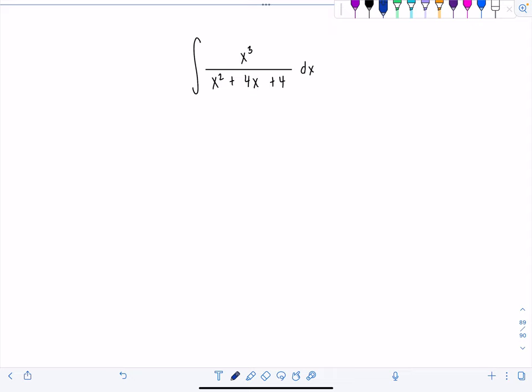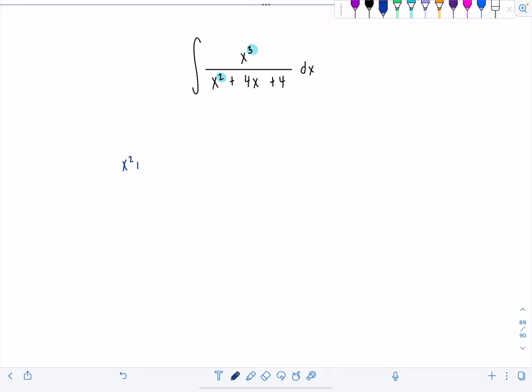Here's your integral of the day. So we have the antiderivative of x cubed over x squared plus 4x plus 4 dx. Right off the bat, I noticed the degree of the numerator is higher than the degree of the denominator. So we need to long divide, and then we can discuss how to proceed from there.